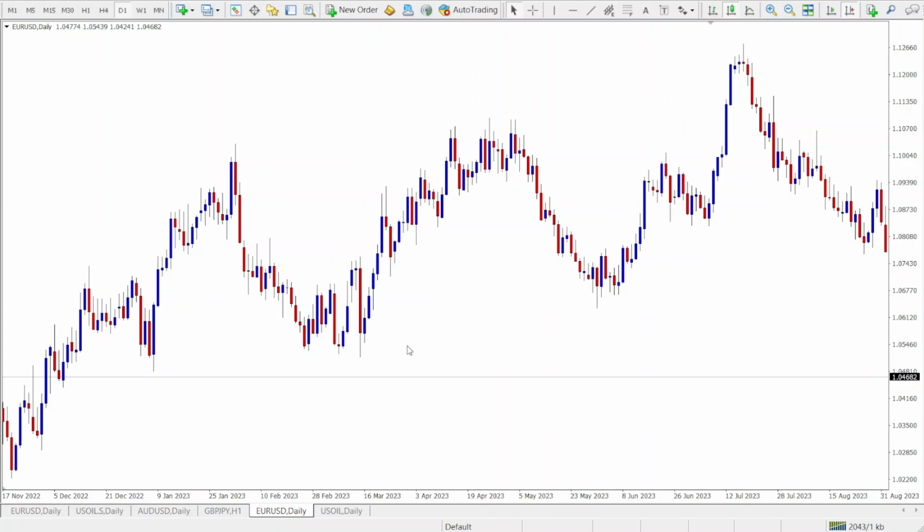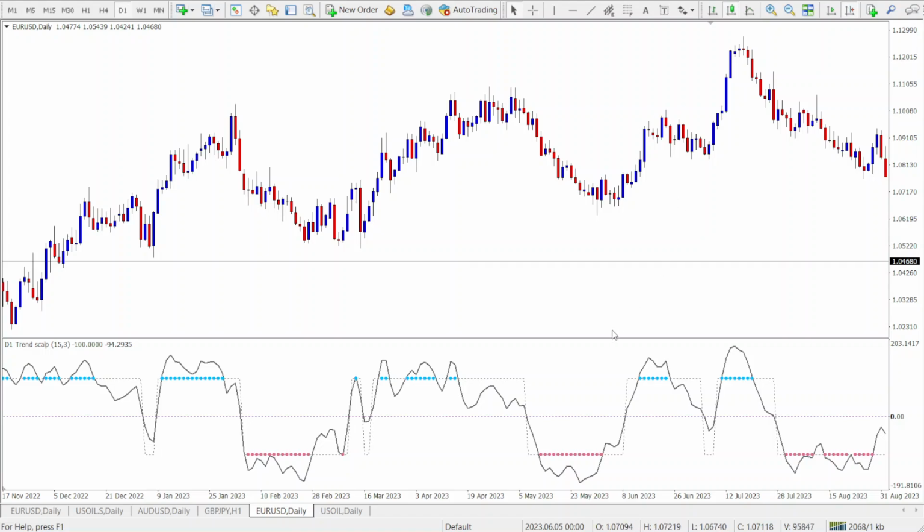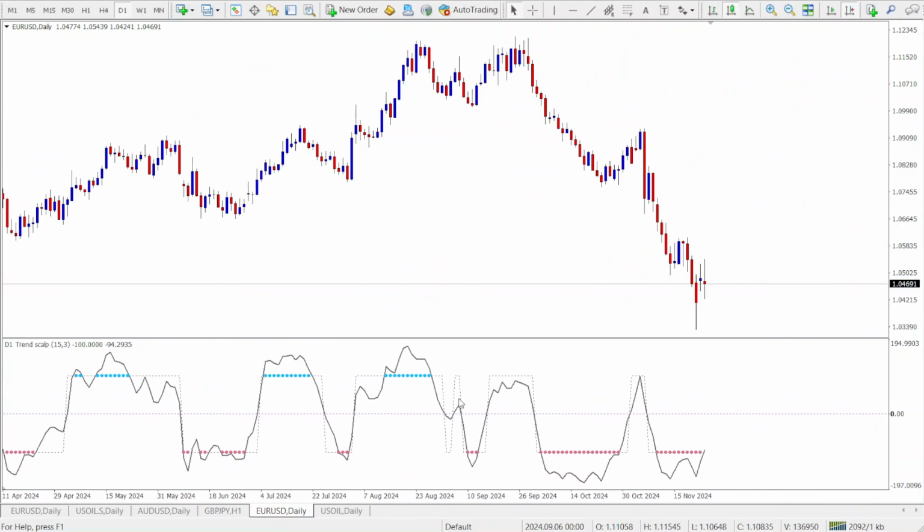So I'm going to be adding it to the chart right away, and as you can see, this is what the indicator looks like. You can see the Trend Scalp Indicator. Now this indicator has a positive territory and a negative territory, as we can see right here in the indicator window. Interpreting the signals is quite straightforward.